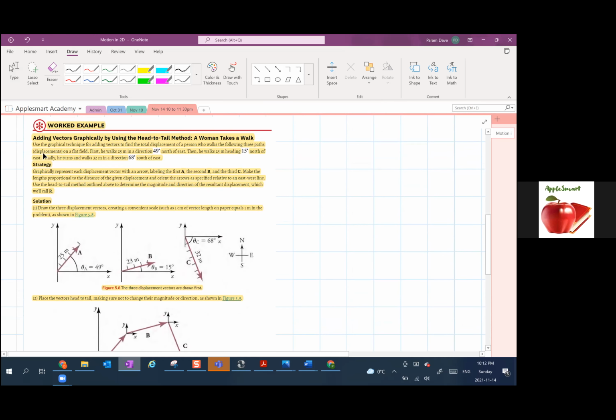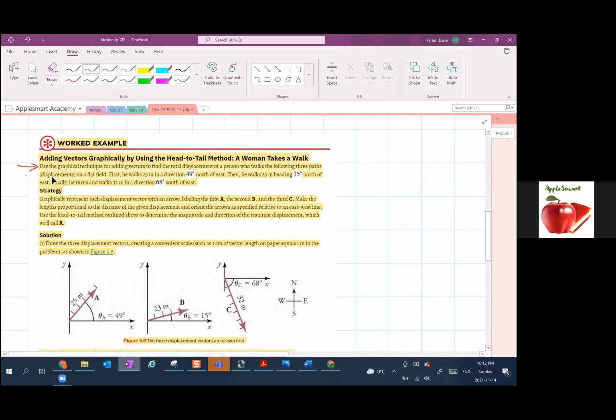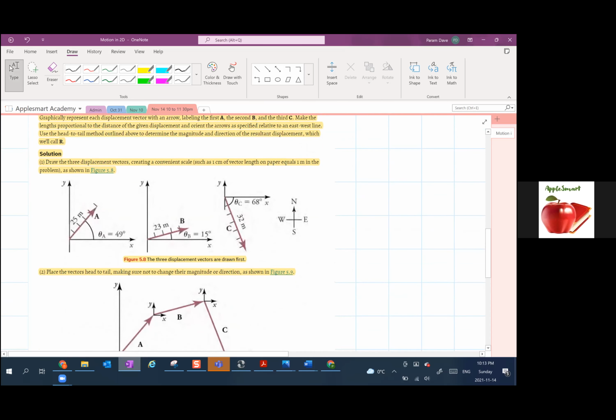All right, so let's take a look at this example over here. Use the graphical technique for adding vectors to find the total displacement of a person who walks the following 3 paths. So you have one person who takes 3 different paths, and we're supposed to find the net displacement. What are the 3 different paths? Well, first he walks 25 meters in a direction that's 49 degrees north of east. Let's call that part A. You will see in the diagram here that's the 25 meters.